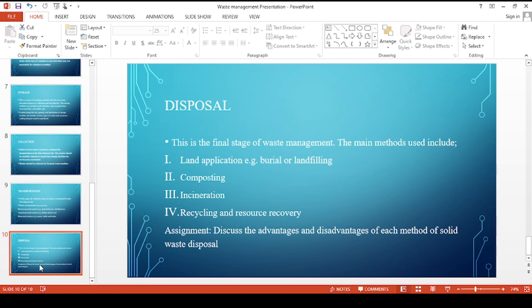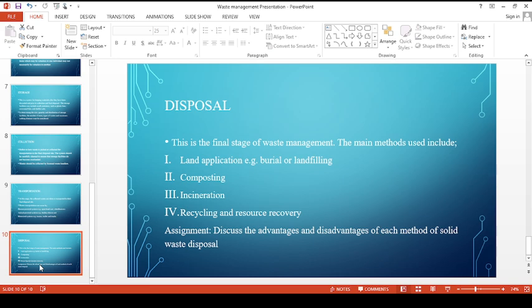We also have incineration, and this is whereby waste are burnt in a controlled environment. They are burnt in an incinerator under very high temperatures. Another method of waste disposal is recycling and resource recovery. This is whereby some of the waste items are collected and used to manufacture or make new products, or they are recovered. For example, the metals or the nails can be recovered from the waste and used for other purposes.